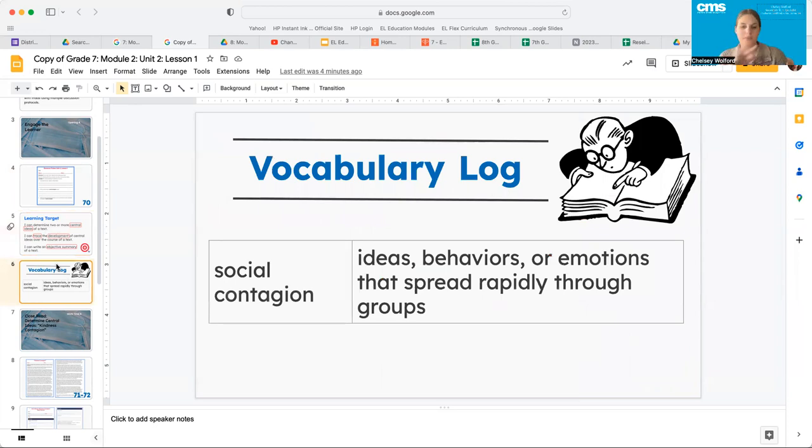One term that I need you to add to your vocabulary logs is social contagion. And it means ideas, behaviors, or emotions that spread rapidly through groups. Okay, social contagion. Pause the video and add that now.